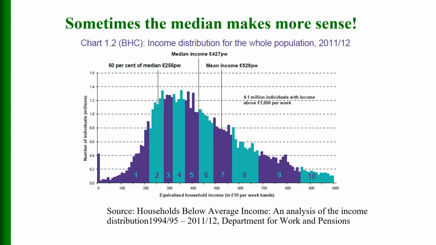Sometimes the median makes more sense, and in this chart you can compare. The median income is 427 pounds per week, whereas the mean income is 528 per week. 60% of the median earn 256 pounds per week. 4.12 million individuals with income above 1000 pounds per week are here, and so this is the distribution of the data.